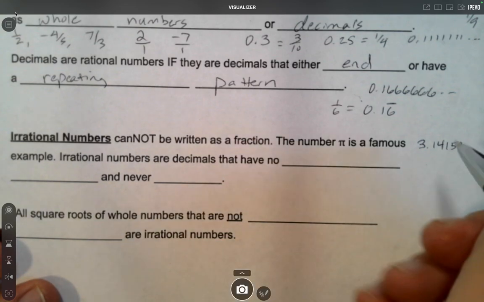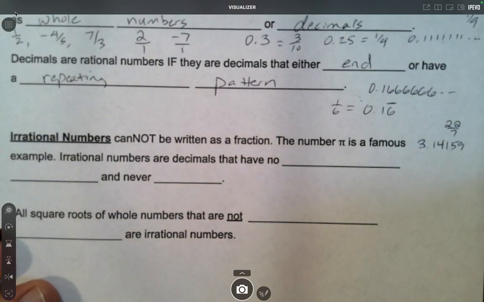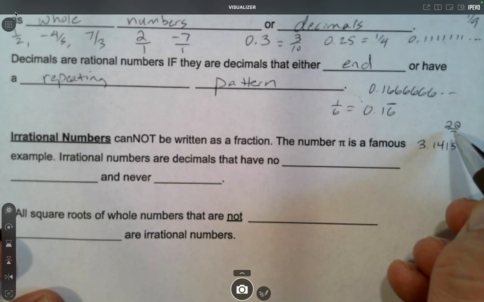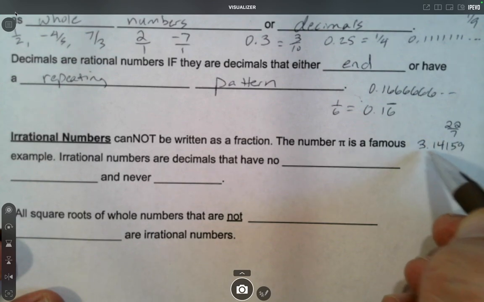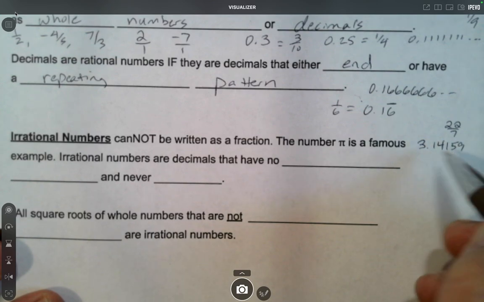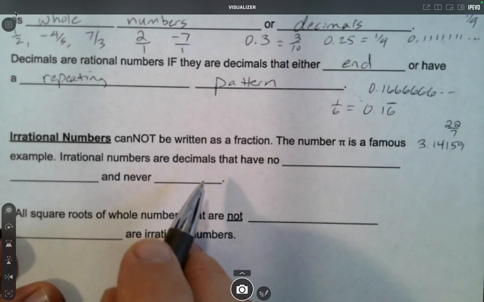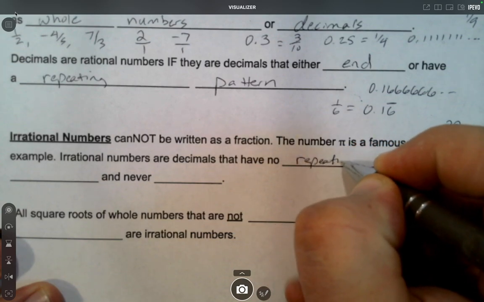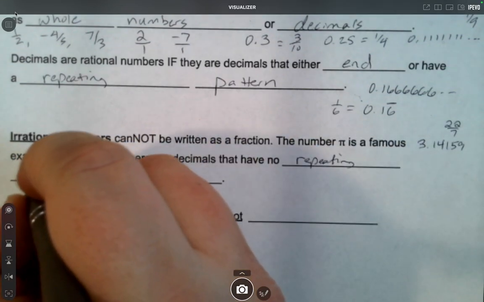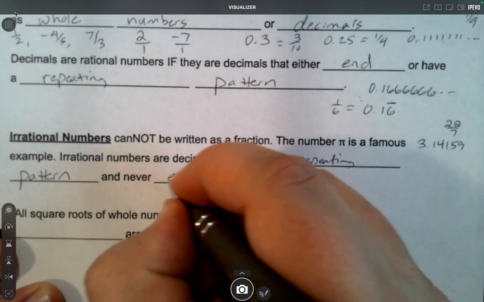Now we can estimate it. I think 22/7 might be something you learned at some point in elementary school or earlier in middle school. But that's not exactly pi. That's just an estimate of pi. Just like when we use 3.14, that's just an estimate. It's a rounding off. So irrational numbers are decimals that have no repeating pattern and never end.